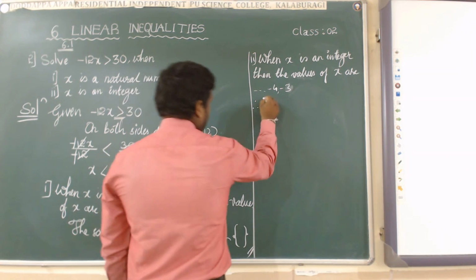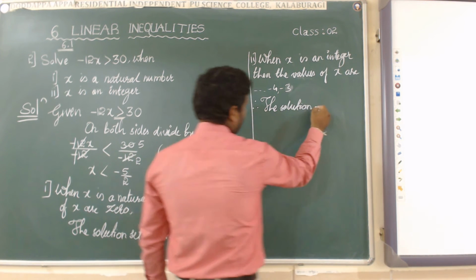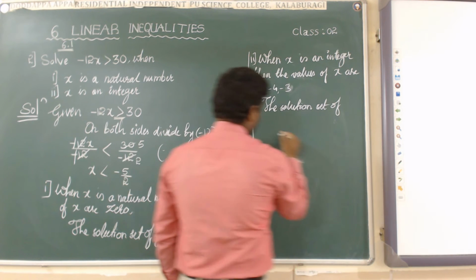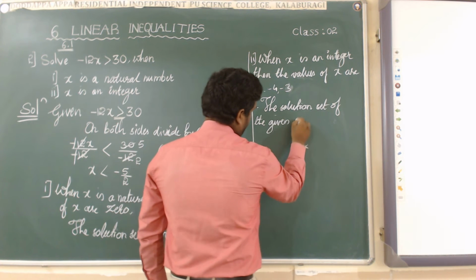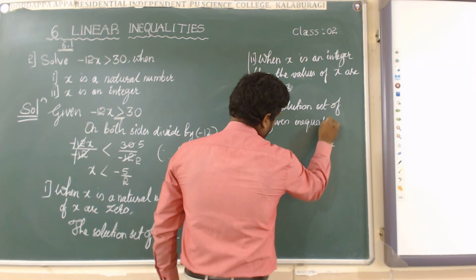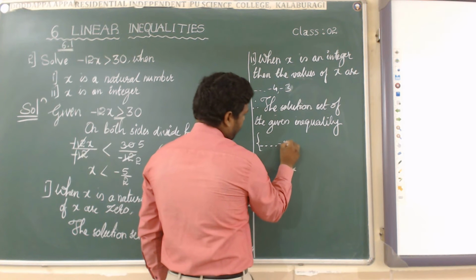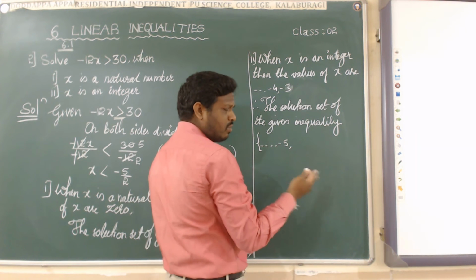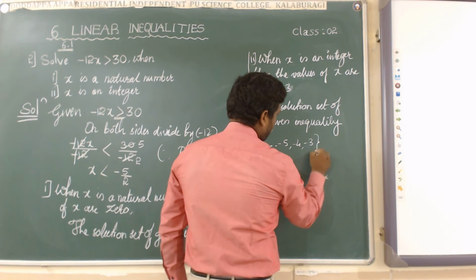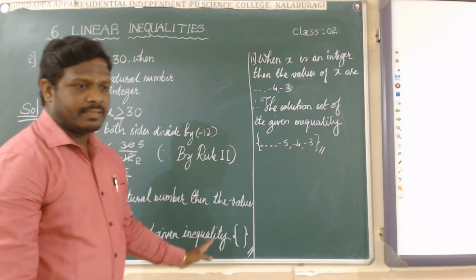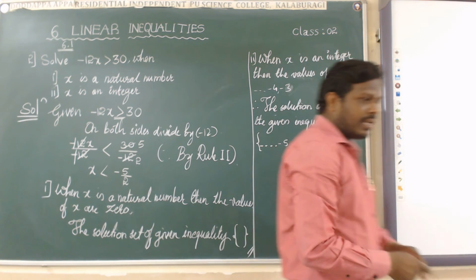Therefore, the solution set of the given inequality is so on, minus 5, you can also write before this, minus 2.5, which are the negative numbers. Those are the required solutions of x here. I hope that all of you are getting this one. I will repeat this again and explain it to you.